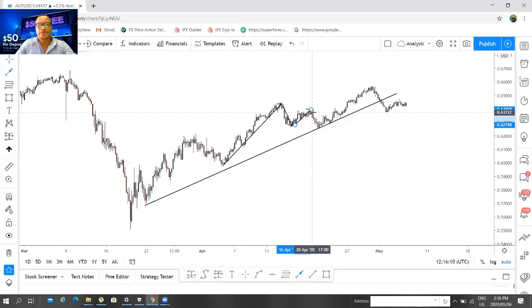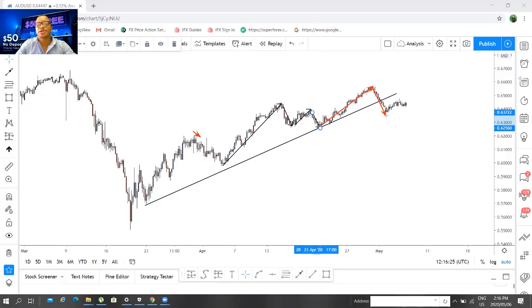ABC testing that breakout, testing what? Testing this breakout here, testing this. It created ABCD testing this high here, right? So now price pushed up. And then the most interesting thing is this change of structure.